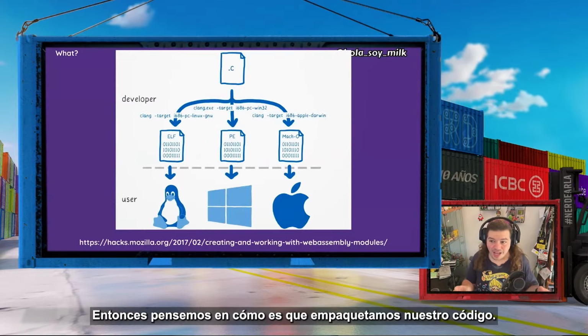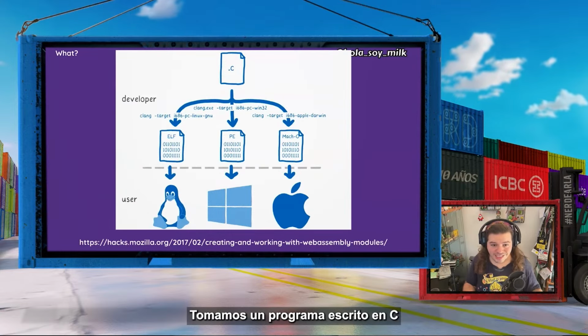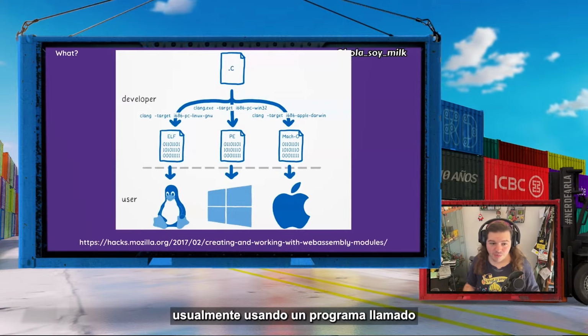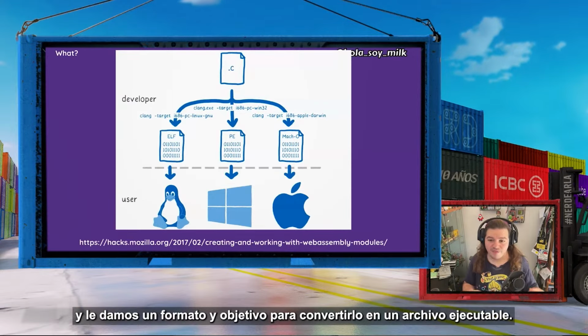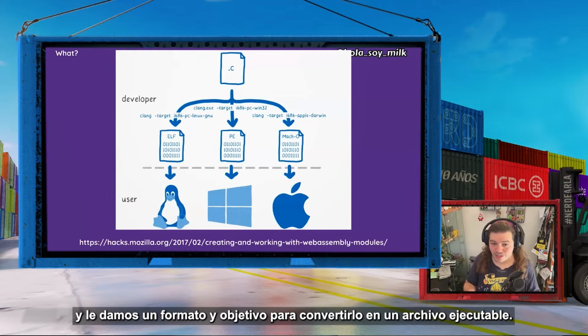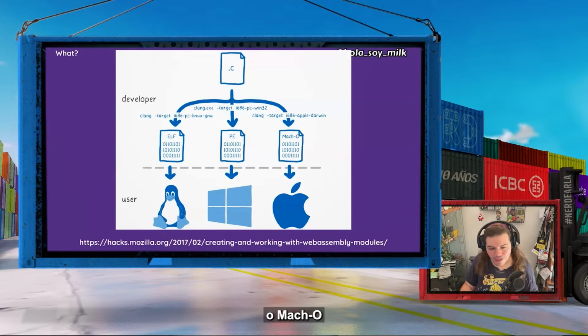So let's think about how we package up our code. We take a program written in C, usually using a program called clang to compile it, and we give it a format and target to turn it into an executable file. For example, the format in Linux is going to be ELF, in Windows it's going to be portable executable, and in macOS it's going to be called Mach-O.